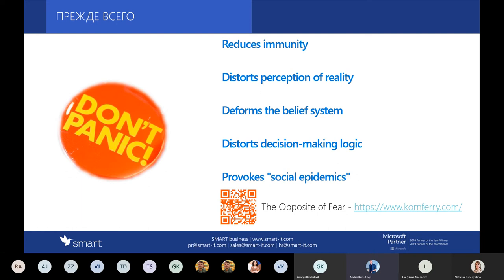This is the article from Korn Ferry, which explains how to behave when everyone starts to panic and there are a lot of unclear things in business, in media, in digital channels, in the news, etc. So you can scan the QR code on the screen with your mobile device and read this article. But there are also more things to talk about.